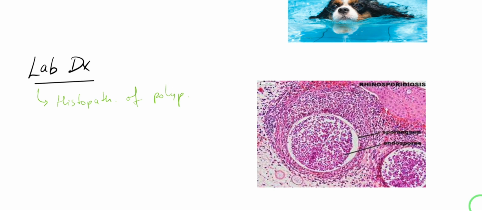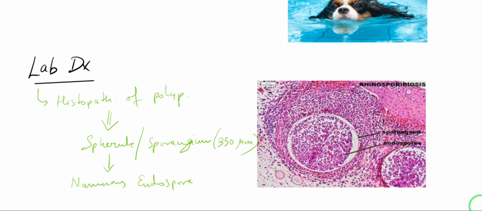So we are going to see the histopathology of the polyp, and what we are going to see in it is a spherule or a sporangium, about 350 microns in size, containing a lot of endospores, which are about 6 to 9 microns in size. You can see it in here. This whole thing is a sporangium or a spherule containing these small endospores. So this is a sporangium or a spherule, about 350 microns in size, containing a lot of endospores.